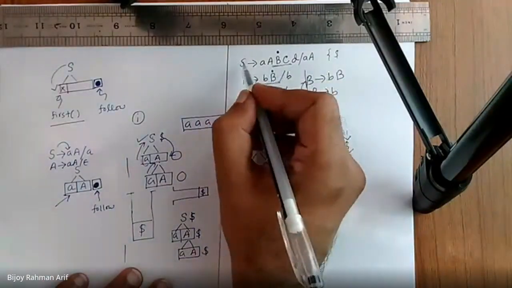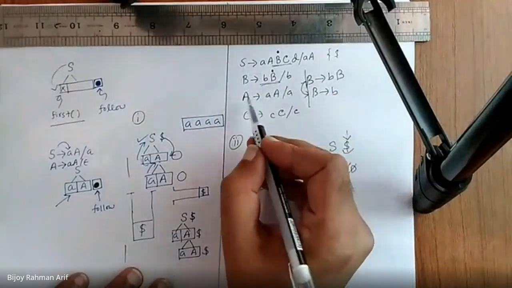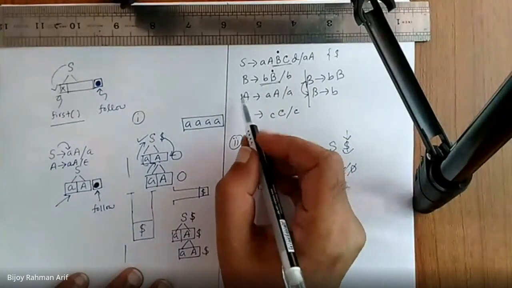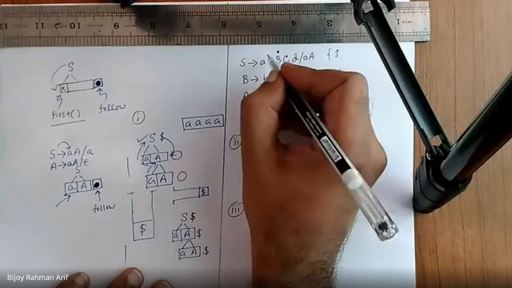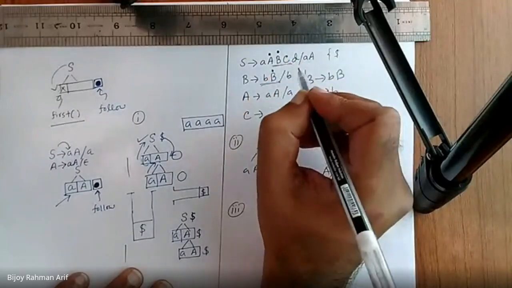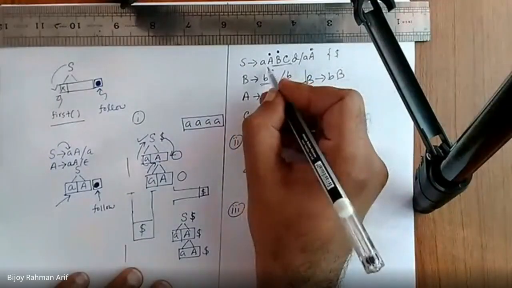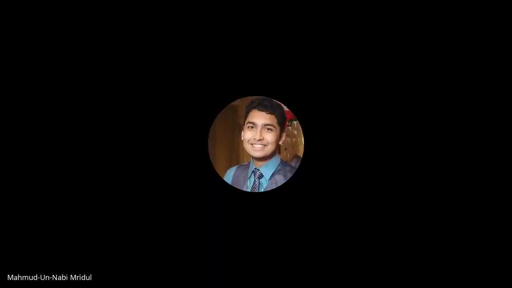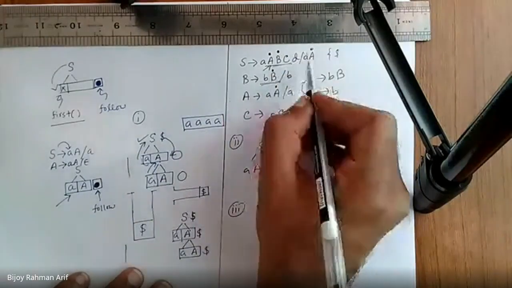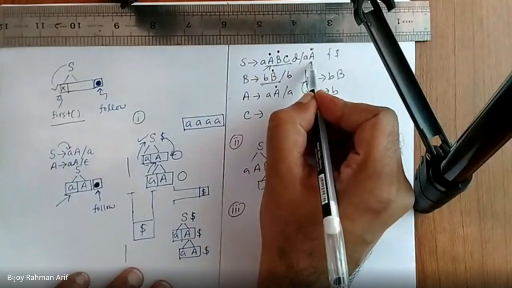Let's take this one, it would be more clear. So what would be the follow of A? We are going to find out where A appears on the right hand side. It appears here, here and here. So in this case, what would be the follow of A? First of B. Fine. That rule is clear. In this case, what would be the follow of A?